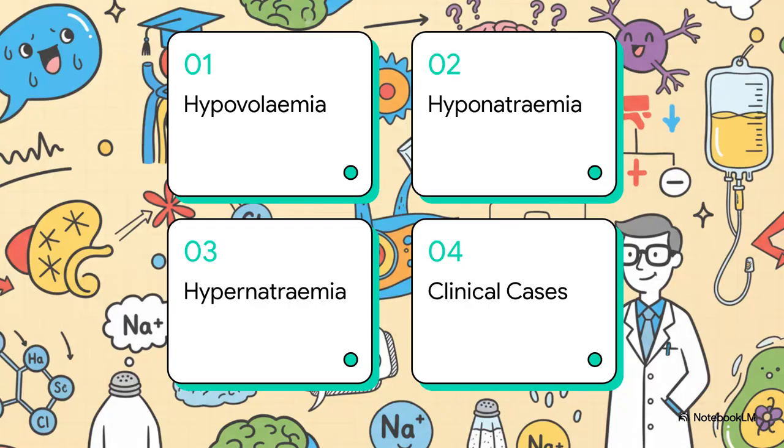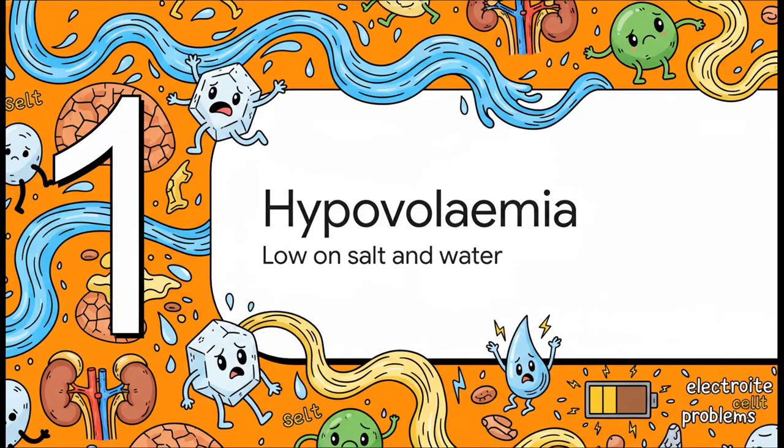So here's our game plan for today. We're going to start with the basics, understanding hypovolemia. Then we'll do a really deep dive into our main topic, hyponatremia. After that, we'll look at its opposite, hypernatremia. And finally, we'll wrap it all up with some real-world clinical cases to see how all these principles come to life.